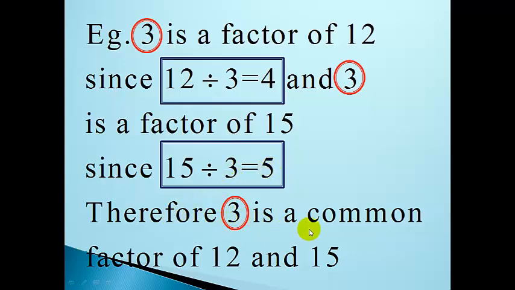Therefore, 3 is a common factor of 12 and 15, because we can see that 3 is a factor of 12, and 3 is also a factor of 15. That means that the number 3 is a common factor of 12 and 15. That is what we mean by common factors.